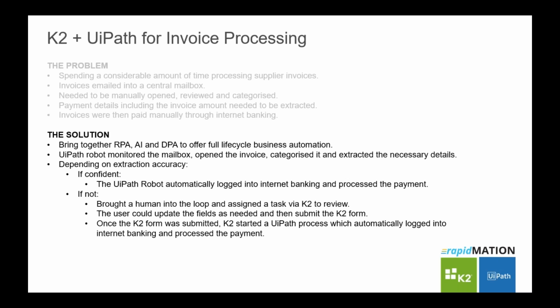So if it was very confident, meaning that it feels like it got all of that extraction 100% correct, the UiPath robot then automatically logged into internet banking and processed the payments. So in that path of the process, there was actually no need for any humans to be involved, and it freed up that team's time to do a lot more valuable things on a day-to-day basis.